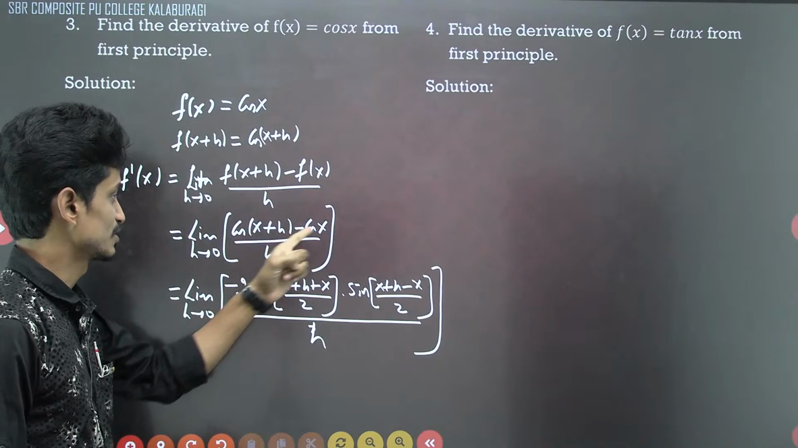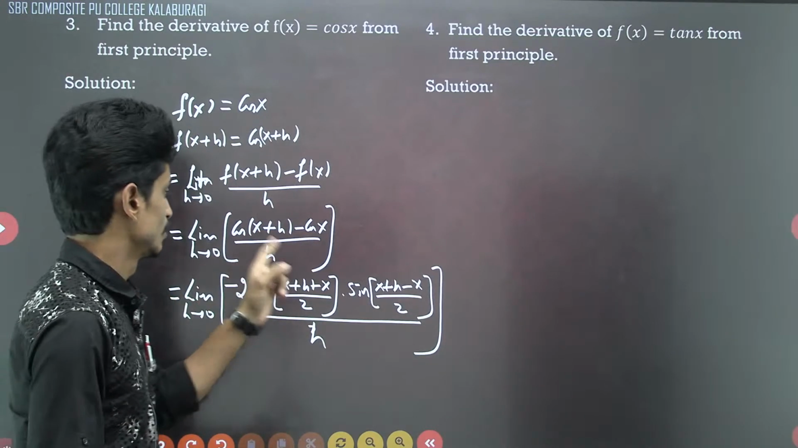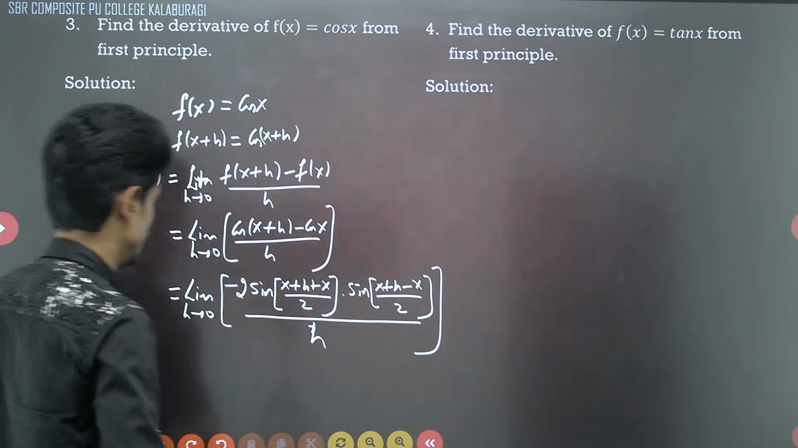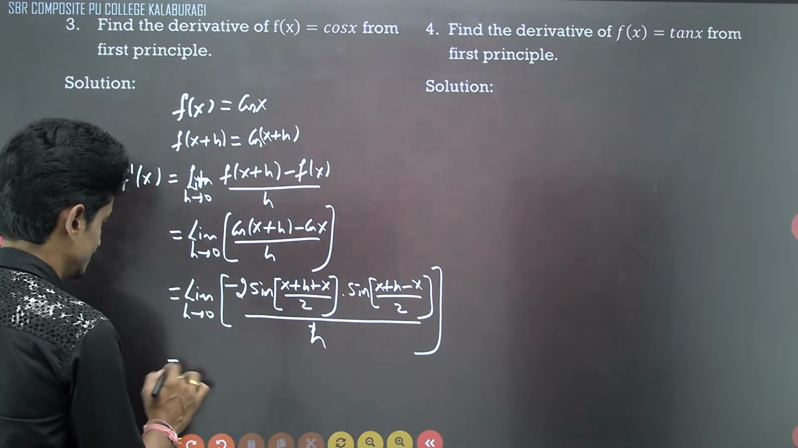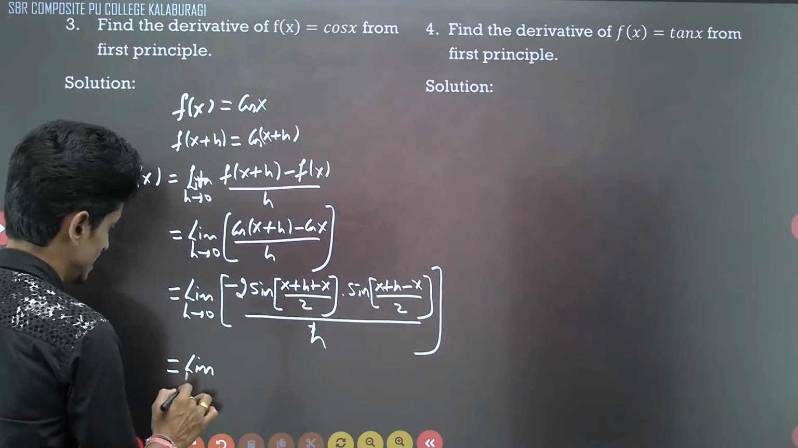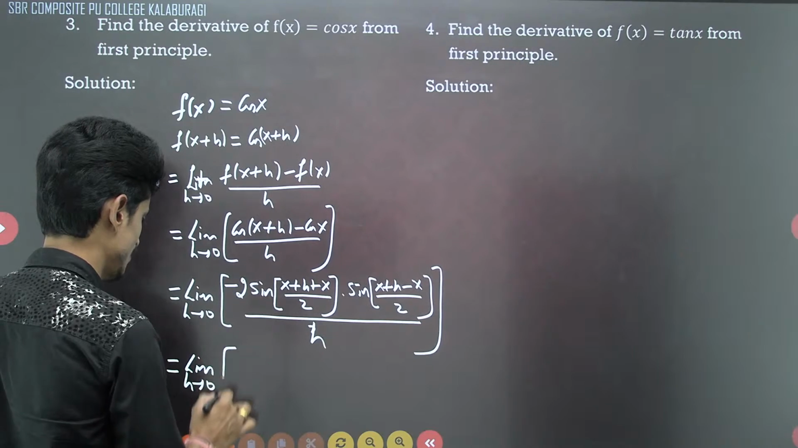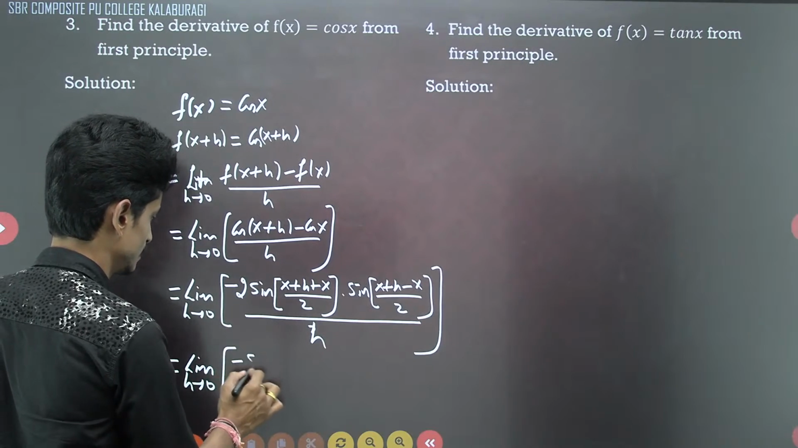What is c? x plus h. What is d? x. What is c? x plus h. What is d? Minus x divided by 2. After that, we write limit as h tending to 0. Separating it, however, the minus sign is there, keep it there itself.